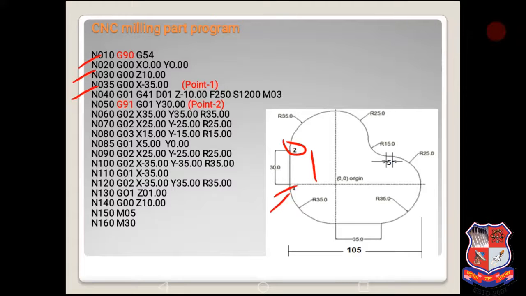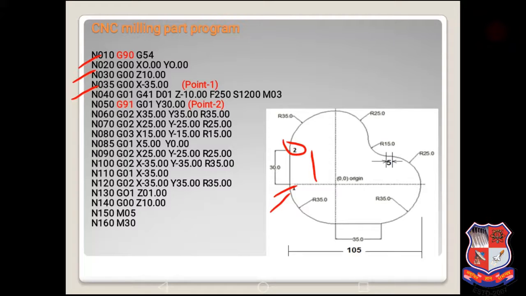minus 10 means the cutter is under the workpiece up to the depth of 10 mm with 250 mm feed and 1200 rpm, and the movement of the cutter in clockwise direction is started by using the command M03.